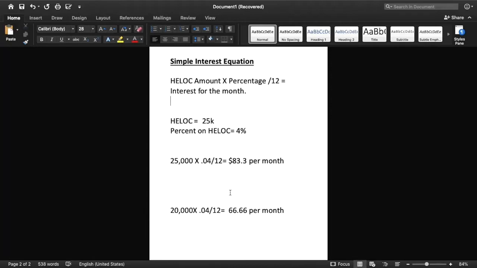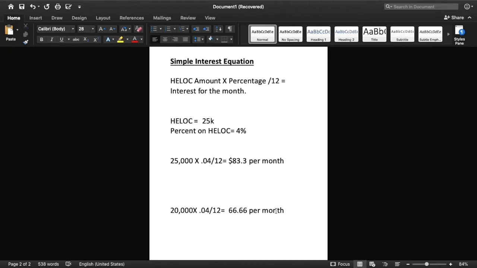So look, we're going to go to example 2. Let's say that next month we only owe $20,000. So we're going to do 20,000 times 0.04, since it's 4%. We'll divide that by 12 months in a year. We're going to get $66.66 per month. So we see that the more you're putting on the HELOC, the less you're going to pay per month in interest.